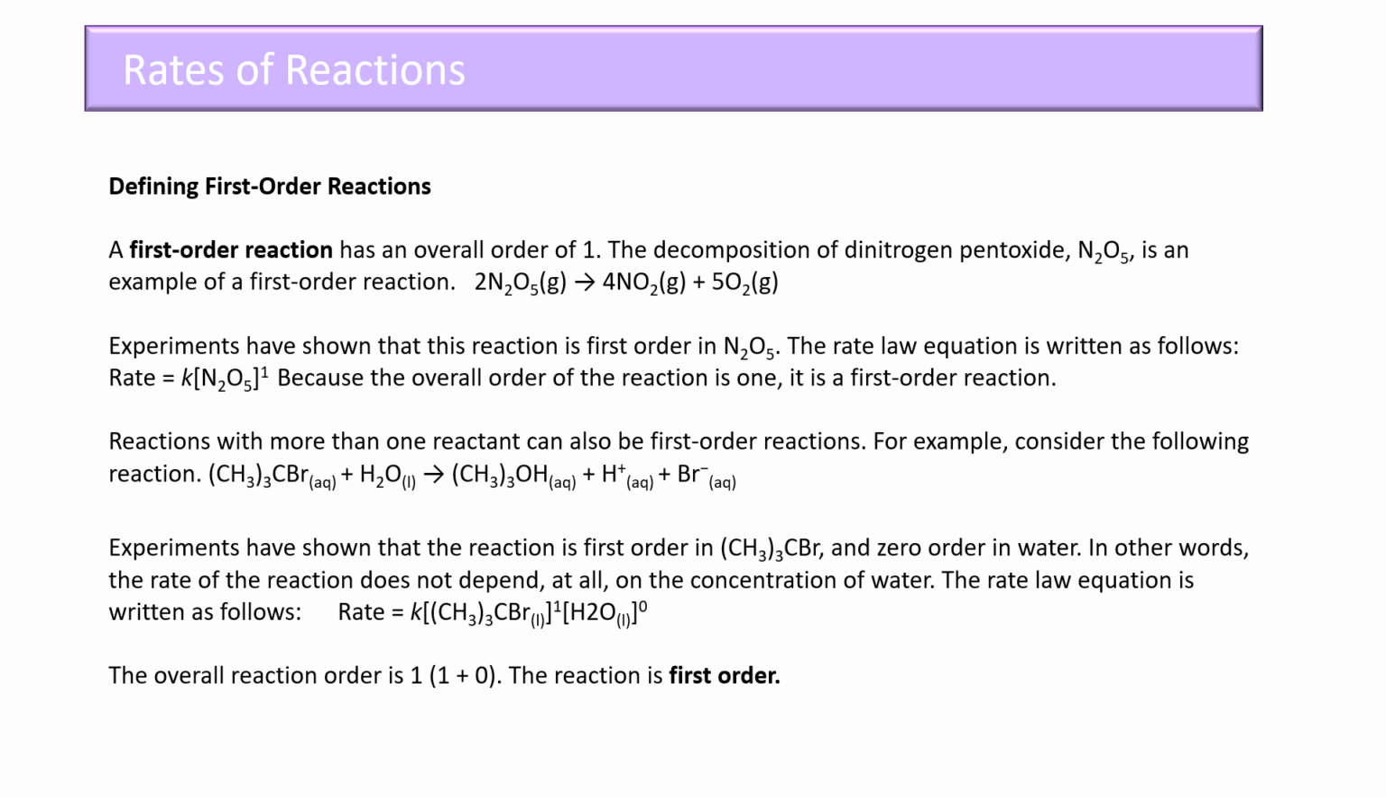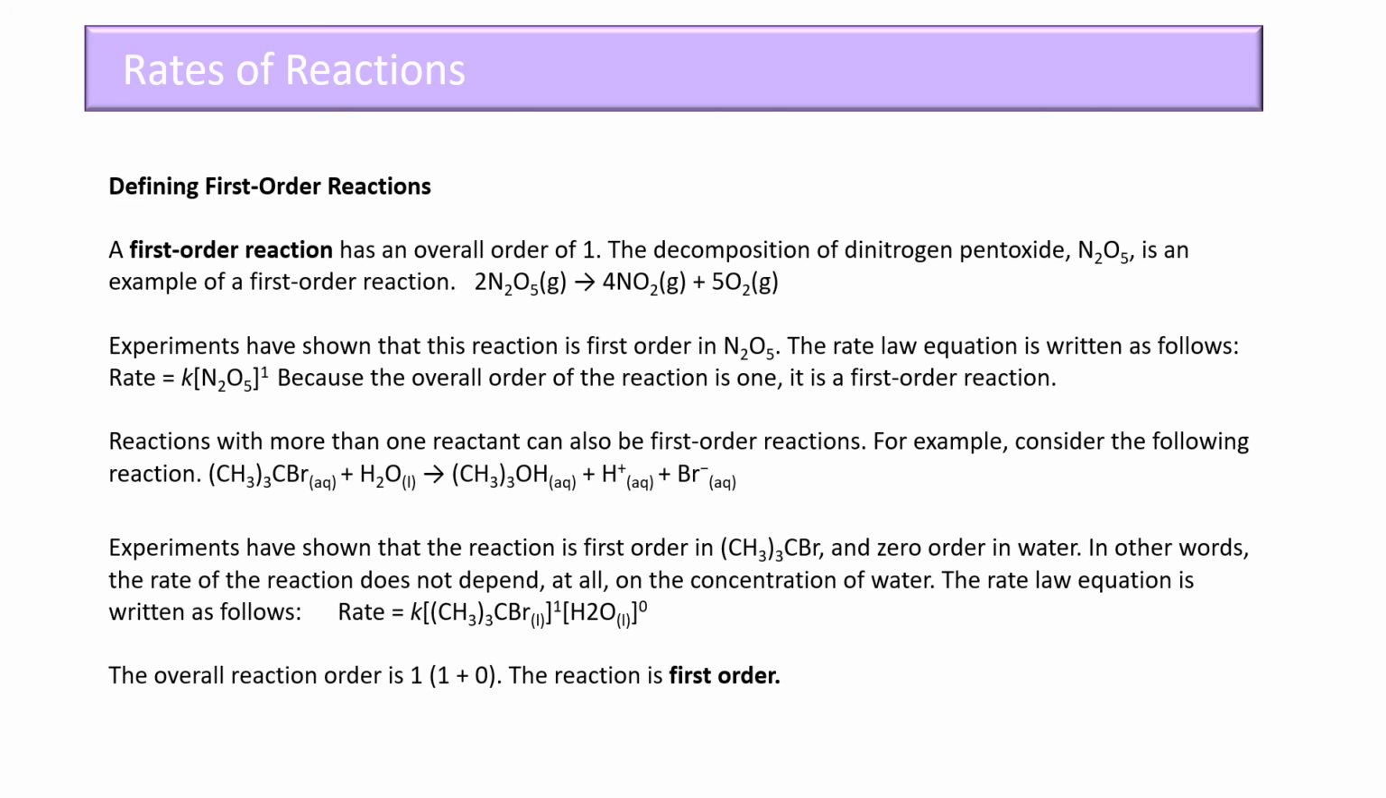Reactions with more than one reactant can also be first order reactions. For example, consider the following reaction. (CH3)3CBr plus H2O produces (CH3)3COH plus H+ plus Br-. Experiments have shown that the reaction is first order in (CH3)3CBr and zero order in water. In other words, the rate of the reaction does not depend at all on the concentration of water.